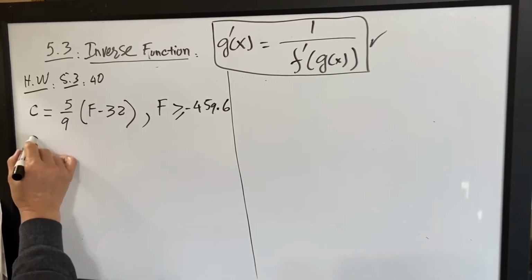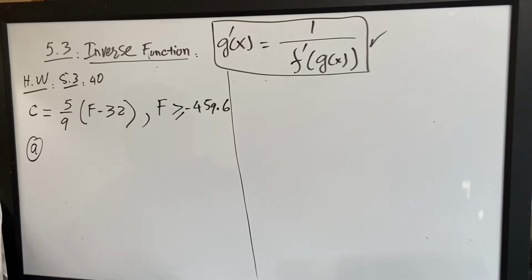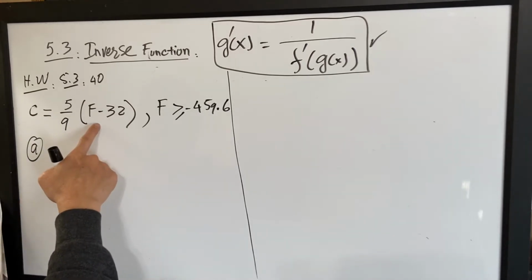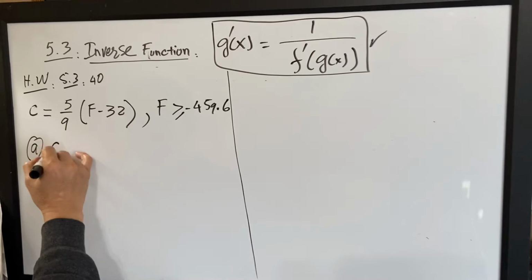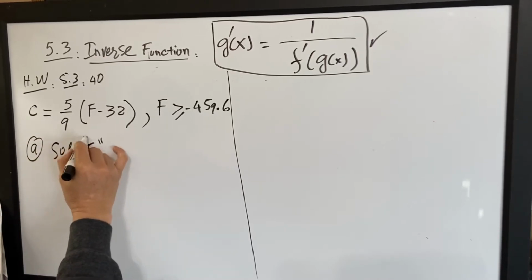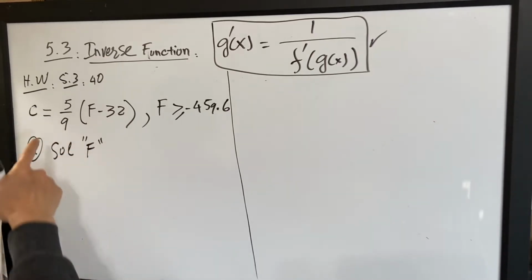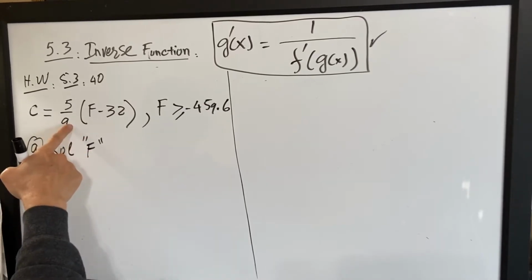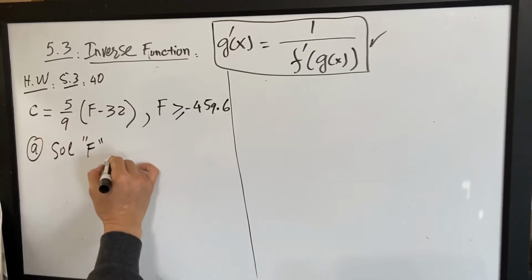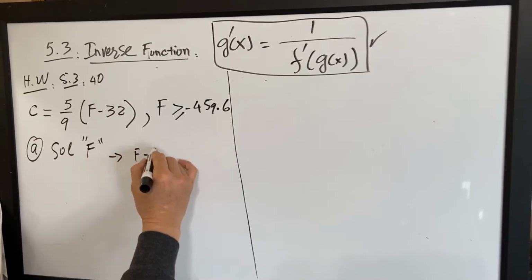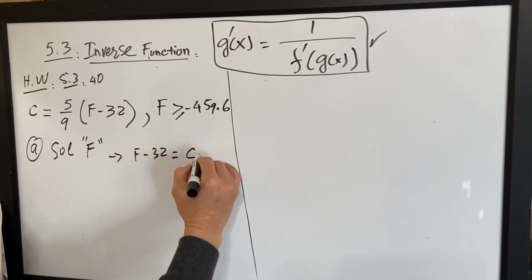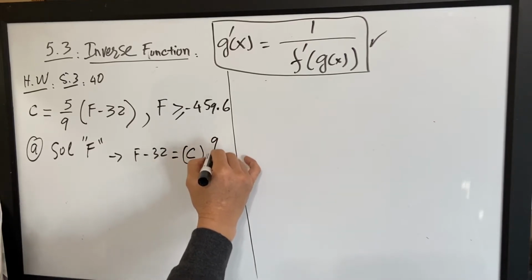Okay, so how do I do this problem? Let's do letter A. Find the inverse function of C. Here we go: y equals 5/9 times x minus 32. Find the inverse function. How do we do that? Guys, we know how to solve for an inverse function, right? Solving for F, this is one step right here. You just times both sides by 9/5. Then you will have F minus 32 equals what? C times 9/5.